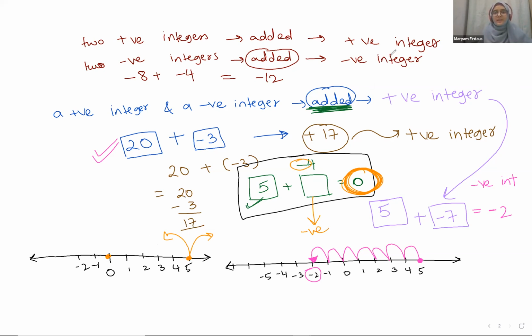Now let's see how many spaces we have to move so as to reach 0. Can you do that with me? All right, so come on, tell me how many spaces will it be? 1, 2, 3, 4, and 5. 5. So how many spaces did we have to move? 5 spaces. So what should I write in this box? Minus 5. Yes, that's excellent.